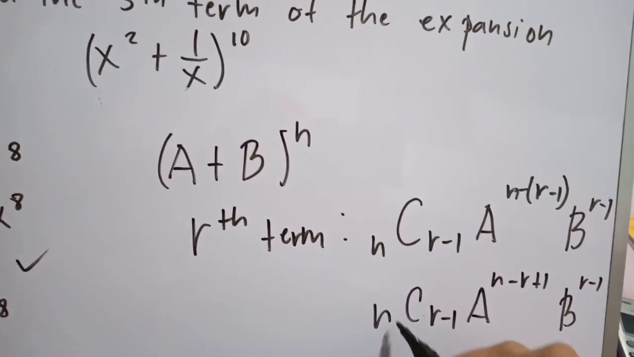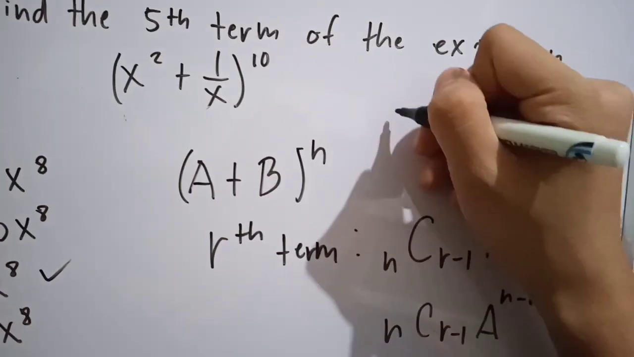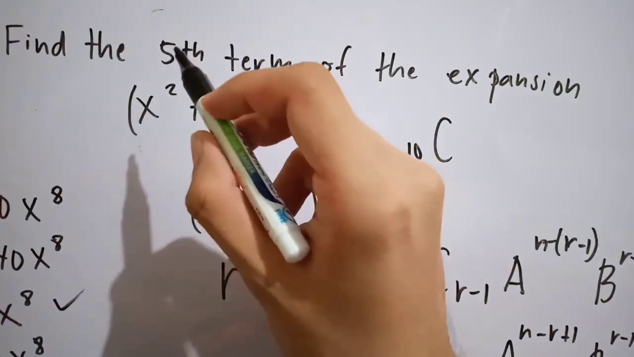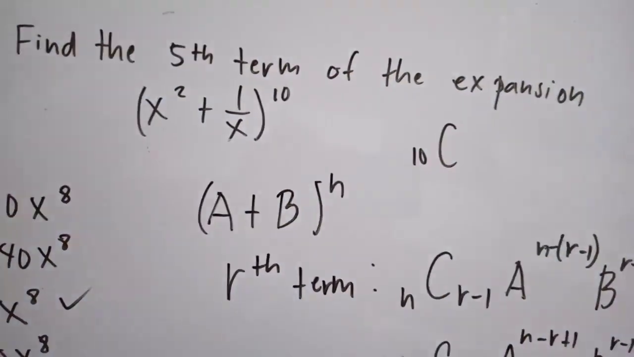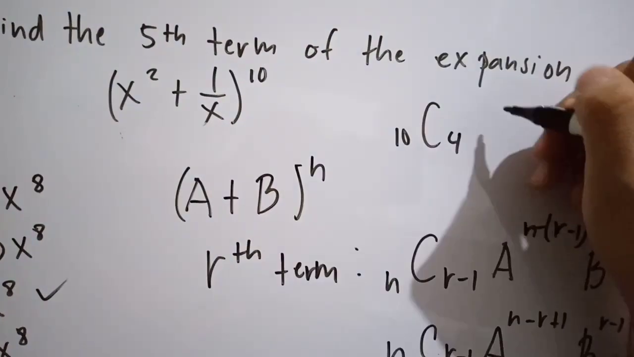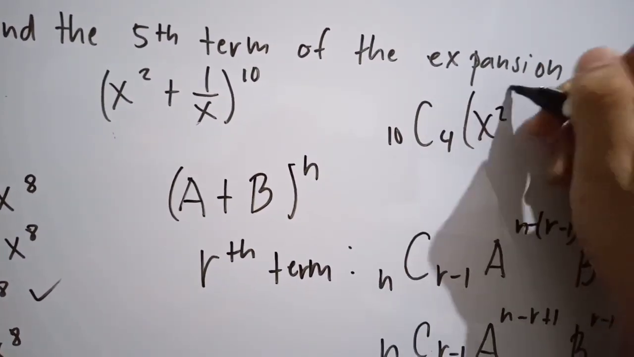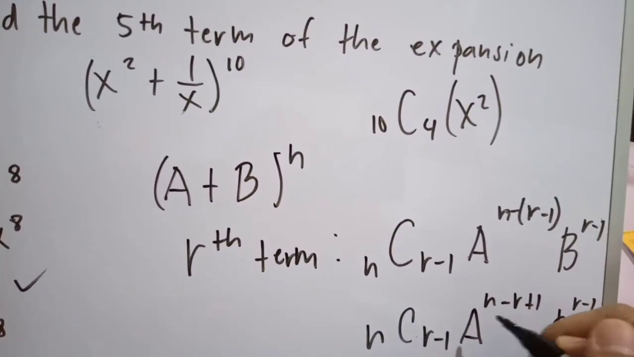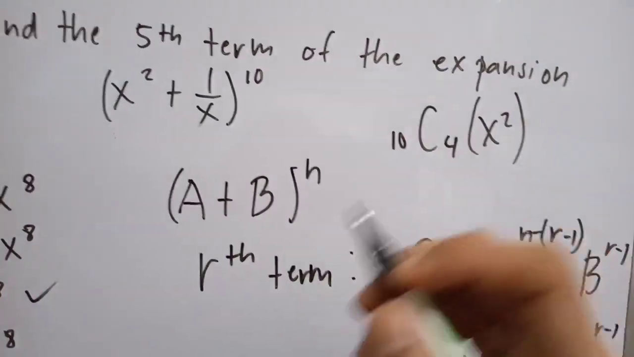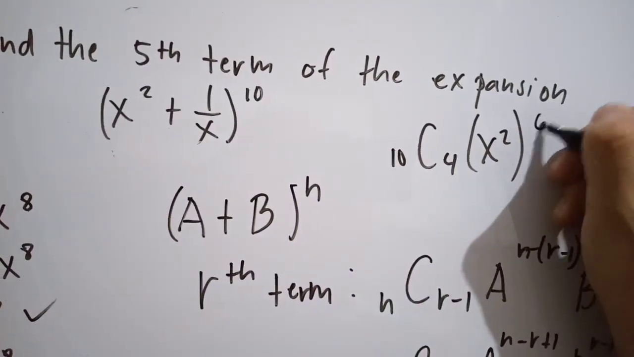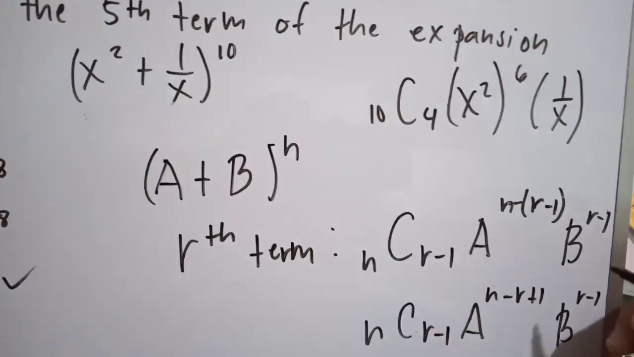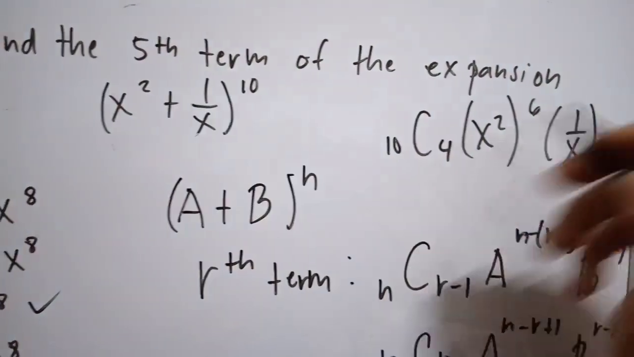So for example, yung n natin ay 10. Combination of 10, tapos yung r natin ay 5. Rth term nga, so fifth term. So r minus 1 ay 4. Tapos yung first term natin ay x square. Tapos i-raise natin yung first term, which is yung a, ng n minus r plus 1. So n minus r plus 1, 10 minus 5 plus 1 ay 6. Tapos yung second term ay 1 over x. Tapos yung exponent niya ay r minus 1, which is 5 minus 1, 4.